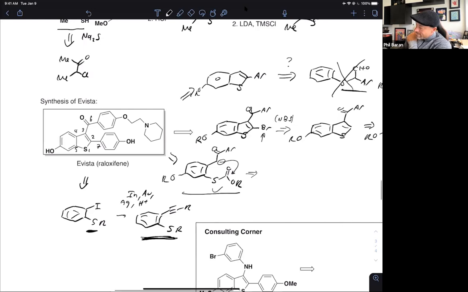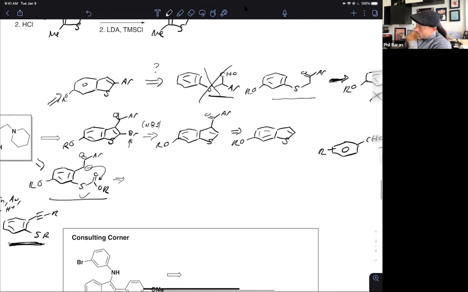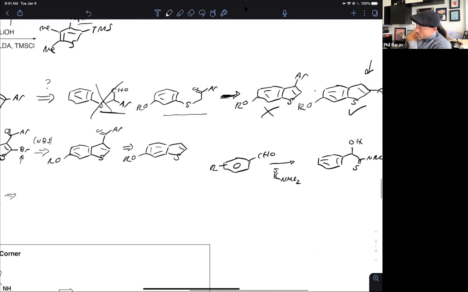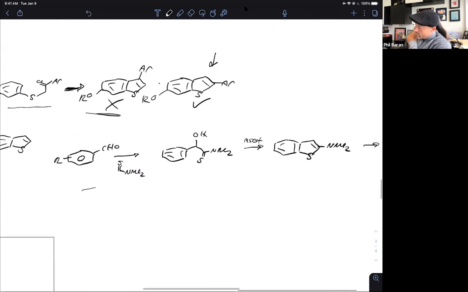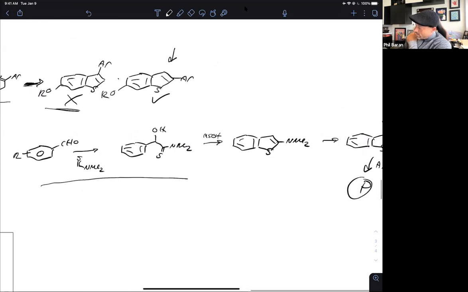So Invista was made through this strange reaction called the Bischler cyclization, which in the case of thiophenes undergoes the rearrangement followed by Friedel-Crafts. For analogs, though, this would be certainly a fine way to go.